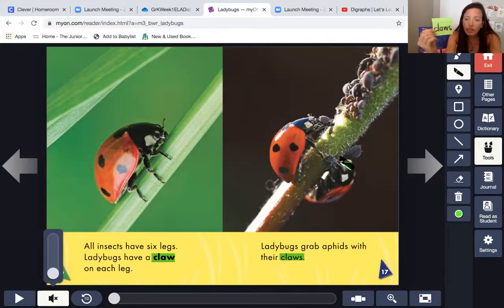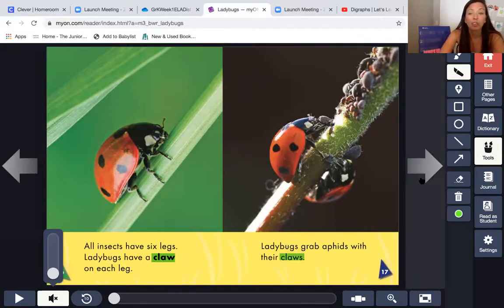All right, in this photograph, it looks like they're using it to help climb on a branch, and they're also grabbing their aphids with their claws, their food. So they need those claws to help them get their food. All right, boys and girls, those are all of our words, but we're going to read to the end.